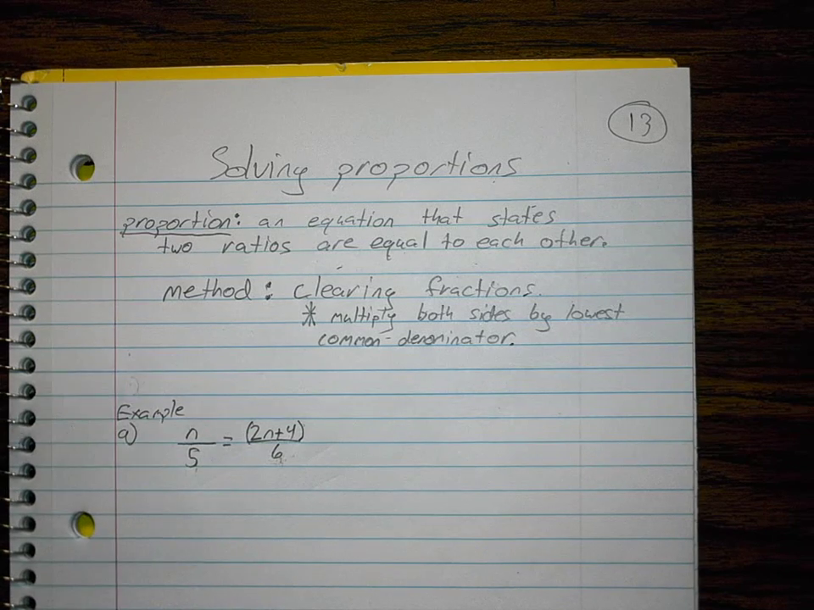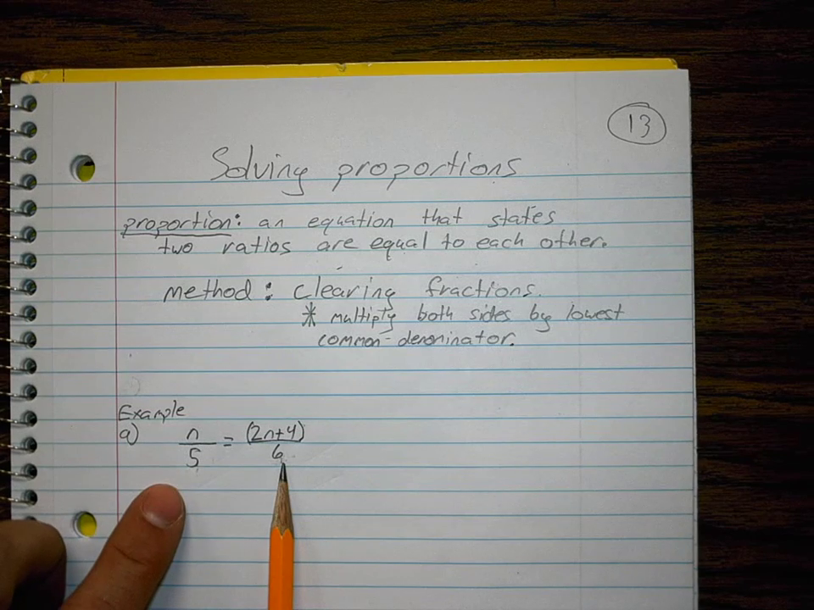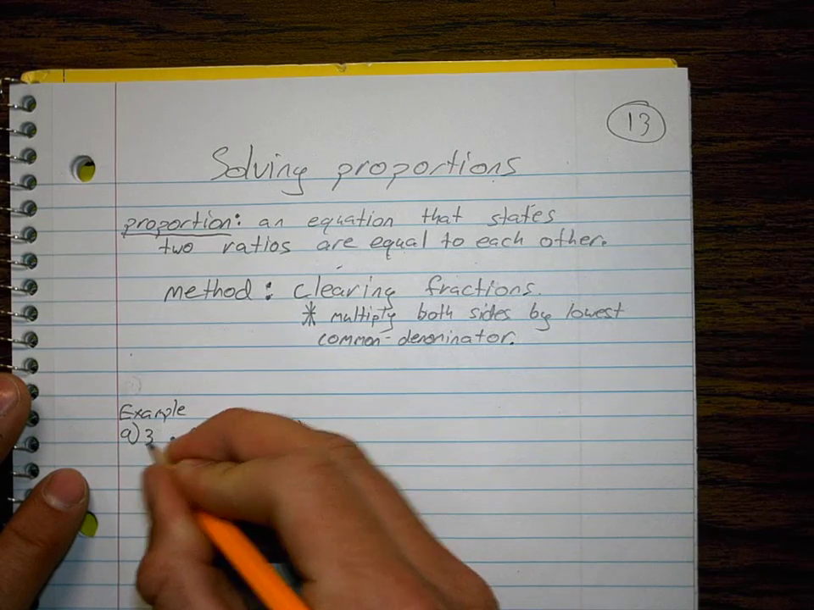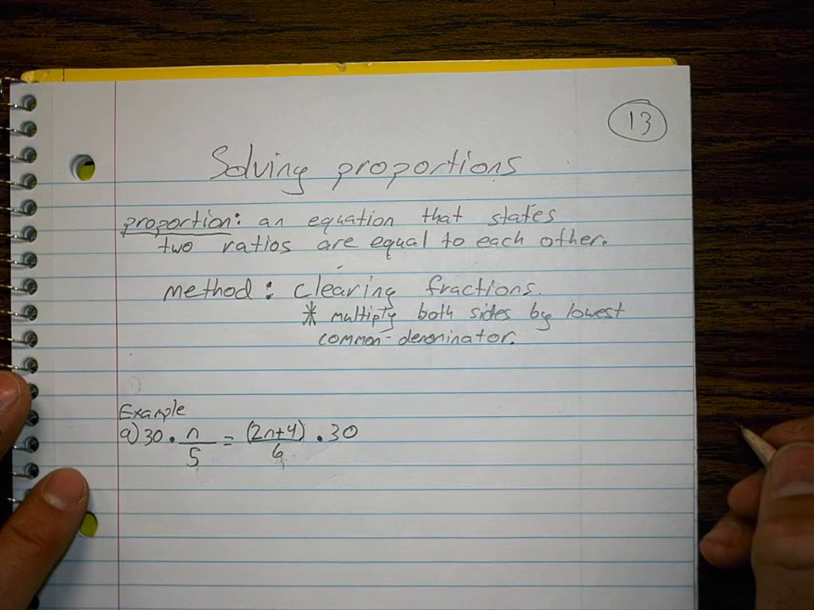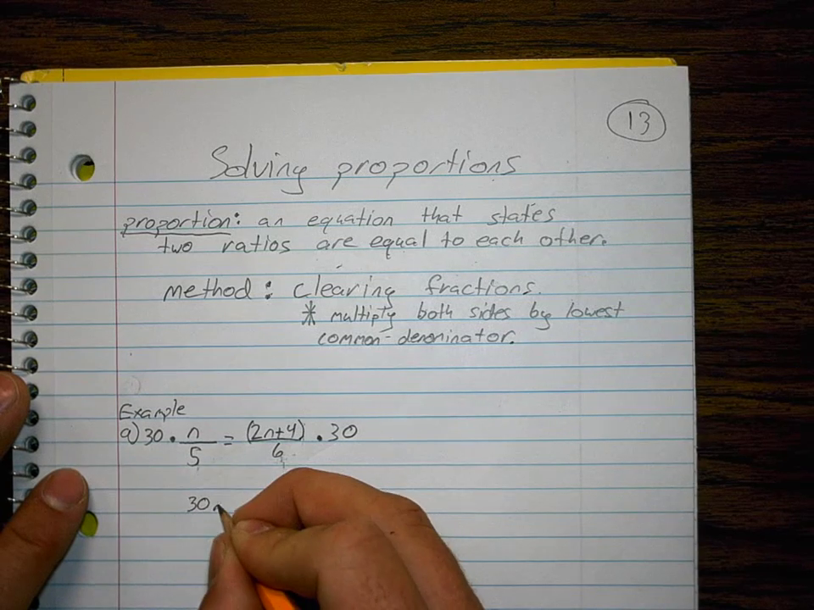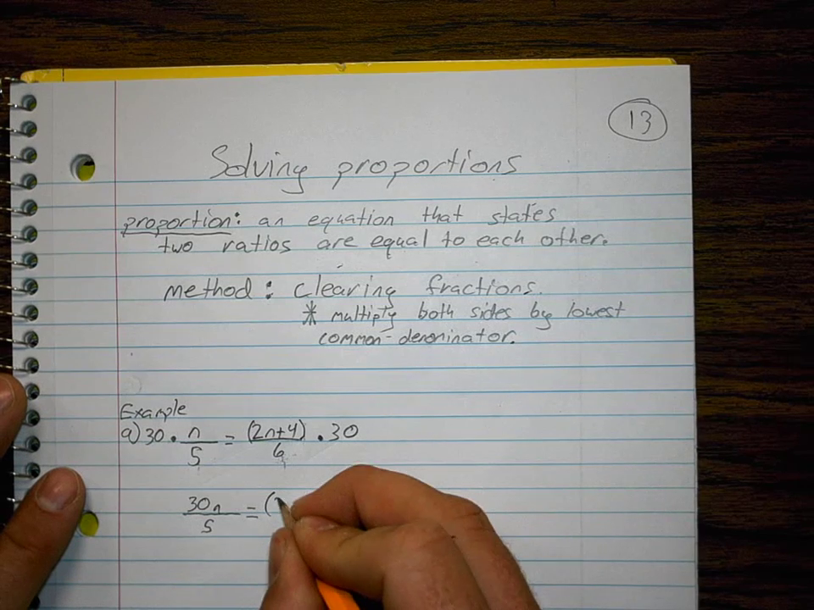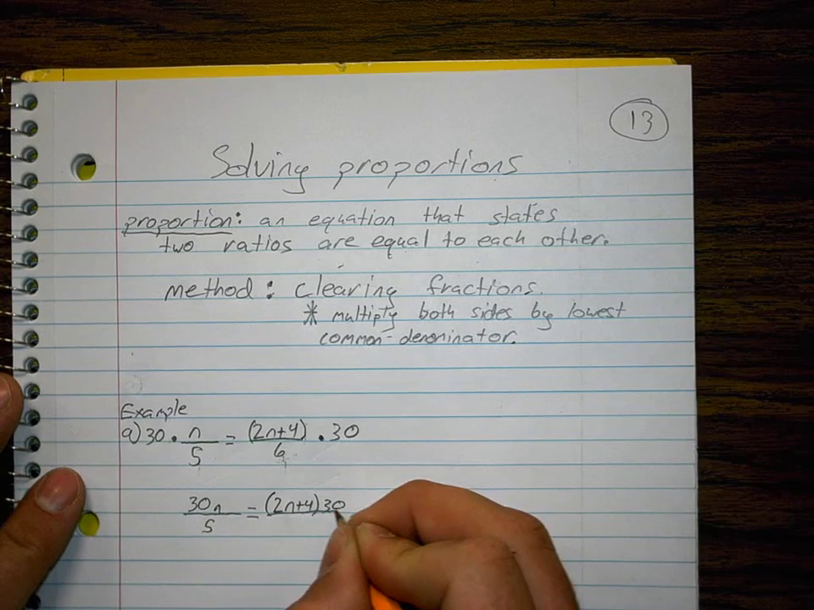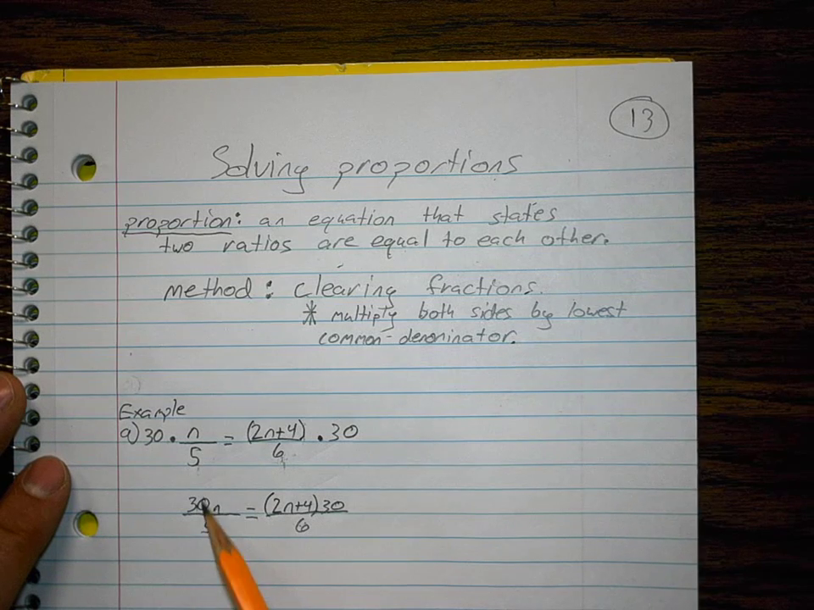If you ever can't remember what that number is, just multiply the two together and you'll still get the right answer. Sometimes it just comes out to a big number. So I'm going to multiply both sides by 30. And I get 30n over 5 equals, again the parentheses, 2n plus 4 times 30 over 6.